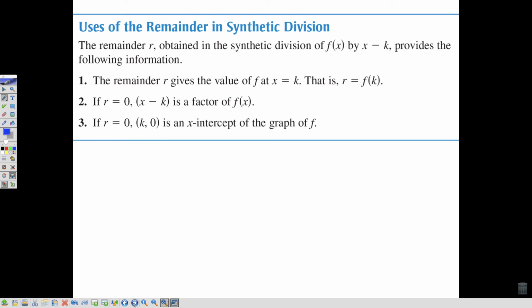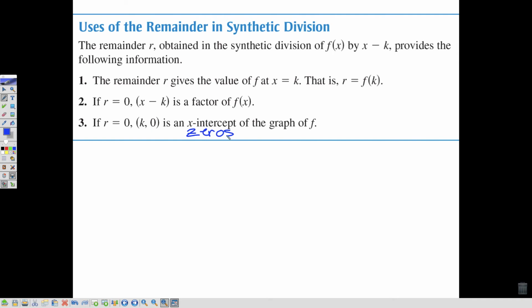The second thing is if my remainder is 0, that means that x minus k is a factor. And factors lead to what? X-intercepts, also called zeros. So we have been talking about this since yesterday, right? We've been talking about that remainder, if it's 0 and what happens. So this is just a recap of what we've been doing.